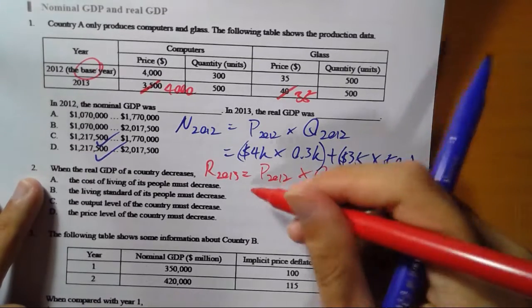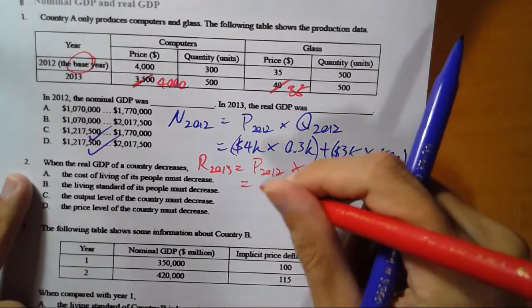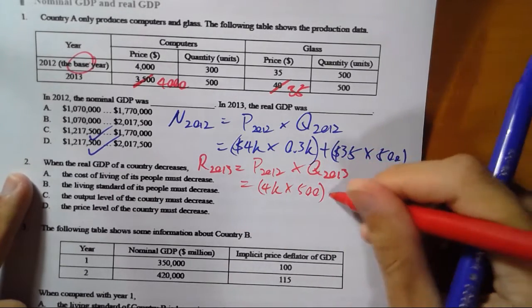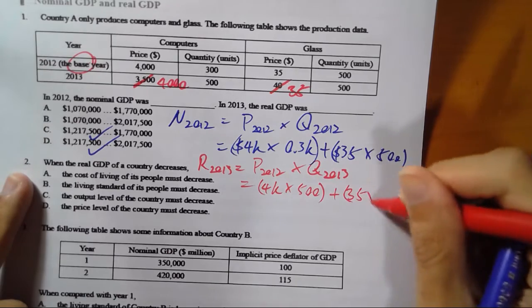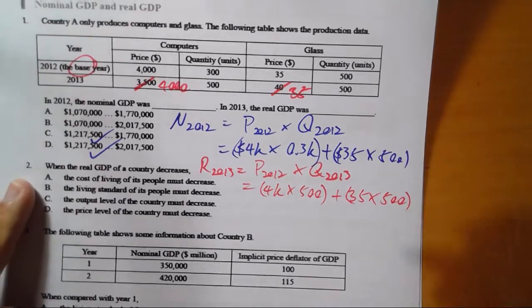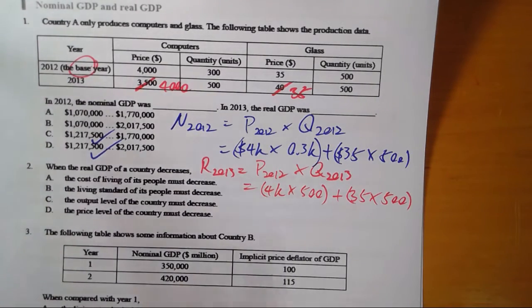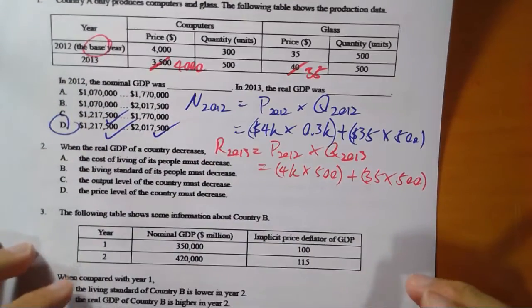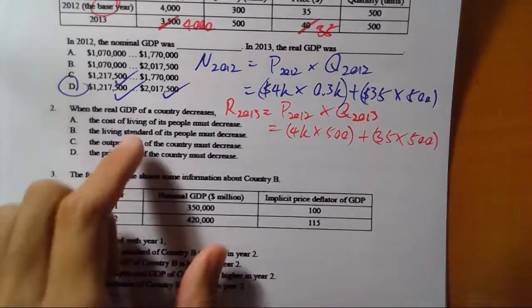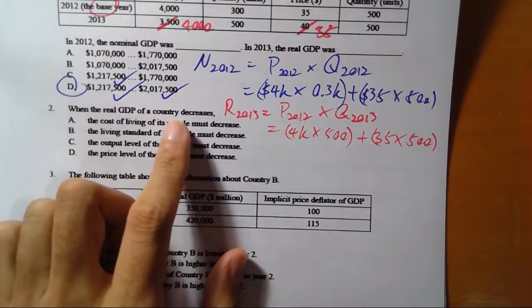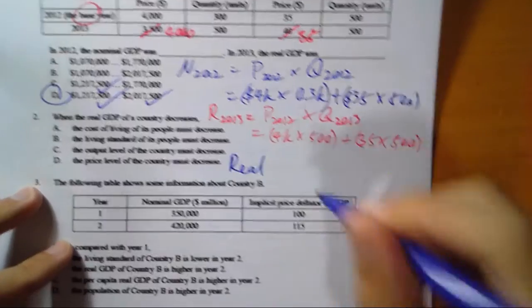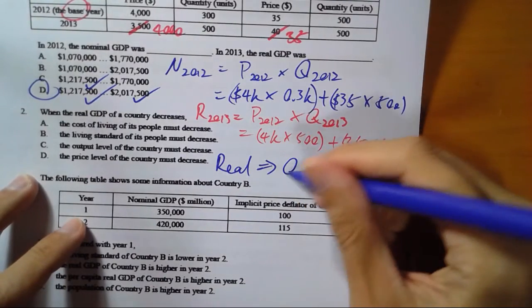Therefore the real GDP of 2013 is actually price of 2012 times quantity of 2013, because this is the base price. Which means it will be 4K times 500 plus 35 times 500. Again, because of time limitation, you can do the calculation by yourself. It will be D here.